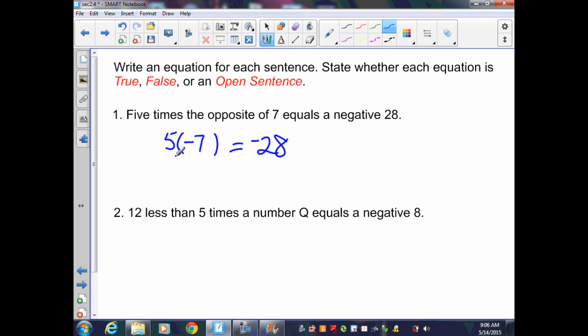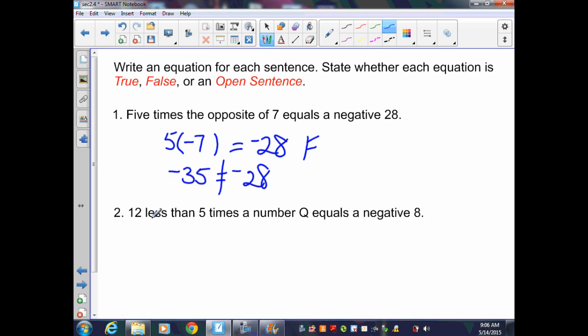Since this is numerical expression on the left and numerical expression on the right side of the equation, I can determine whether it's true or false. Positive 5 times a negative 7 is a negative 35 equals a negative 28. And we know that that is false, or not equal to.